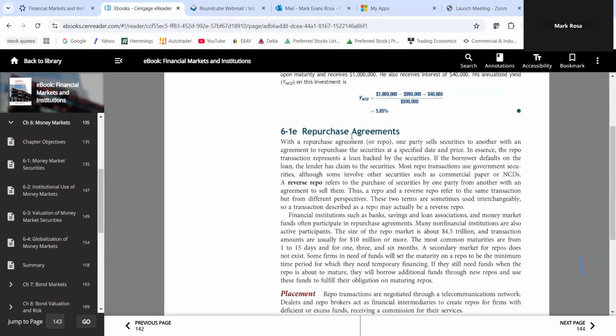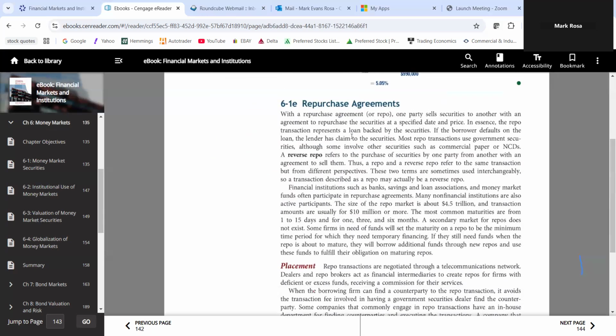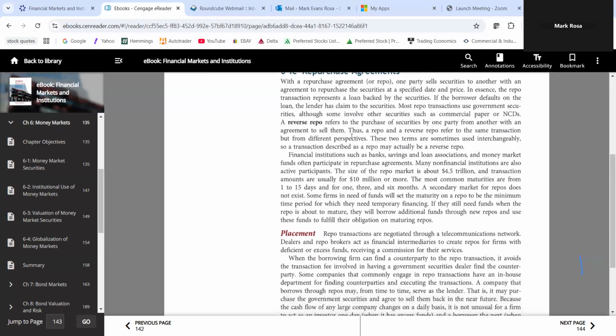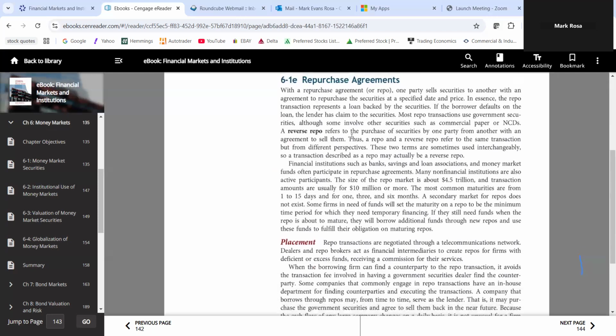Okay, repurchase. Let me get that to where it's captured in the recording. Just to quote this, financial institutions such as banks, savings and loans, and money market funds often participate. Many non-financial institutions are active participants. They're not doing it with the Fed, but the size of the repo market is $4.5 trillion. So it's a lot of money out there. And what are people doing? What is the whole point? I want to make sure we understand that it's usually people that need the liquidity and put up a sufficient amount of collateral to cover it.